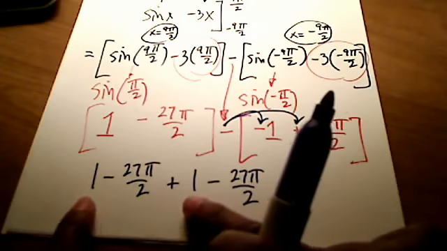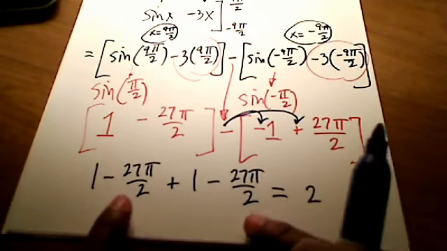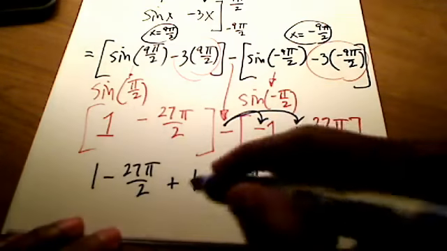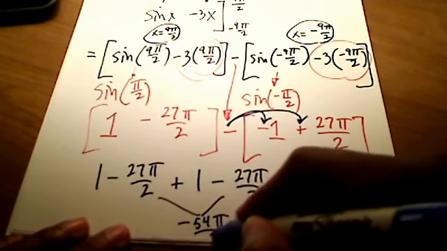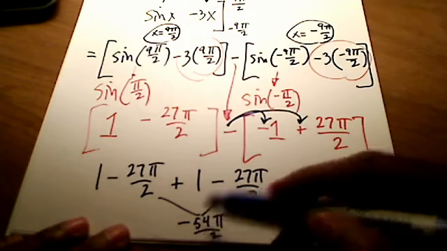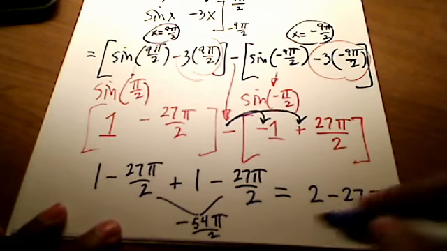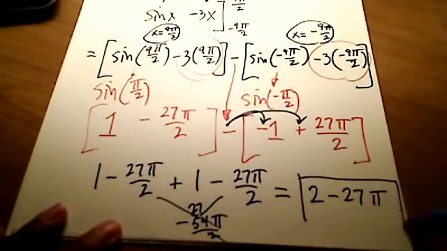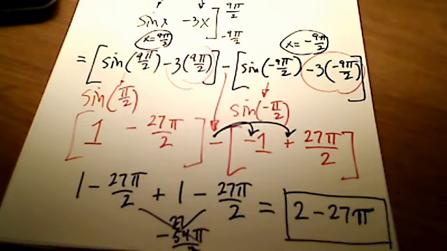Well, I hope you see that these two are similar. 1 plus 1 is obviously 2. And if I've got negative 27 pi over 2 added to another negative 27 pi over 2, from these two I really have a negative 54 pi over 2. The common denominator stays the same, 2. But 2 goes into 54 27 times, so I've got a negative 27 pi. No longer have a 2 on the bottom, because 2 goes into 54 27 times. And there is my final answer in terms of pi: 2 minus 27 pi. Hope that helps and makes sense.